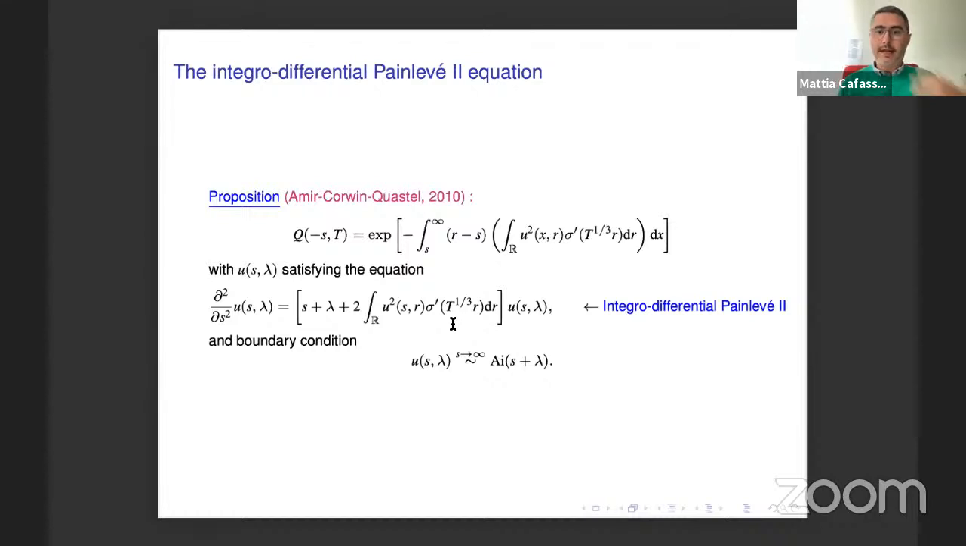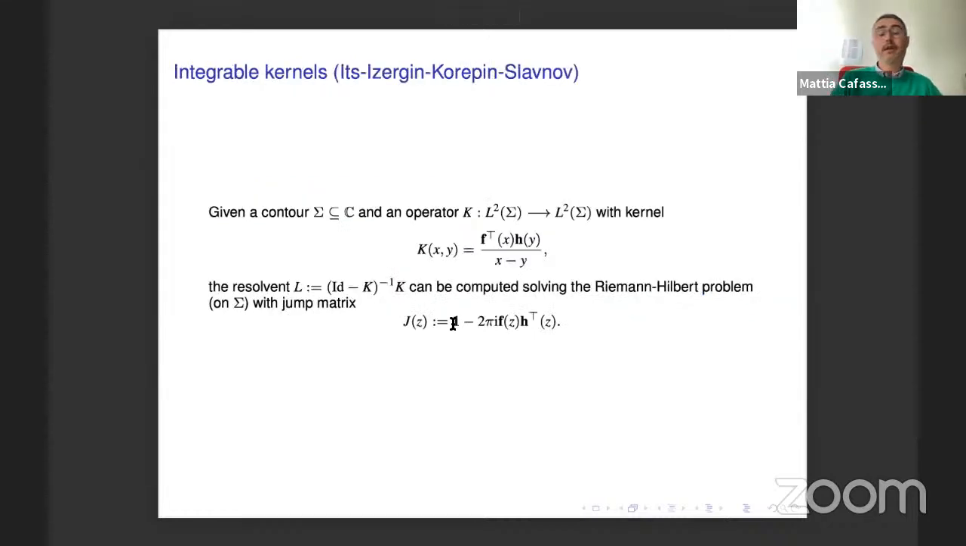So we have this nice connection between a certain Fredholm determinant and Painlevé transcendents, and it is natural to ask how you can explain this connection. There is a classical theory that you can use to explain it, which is the theory of integrable kernels, due to Its, Izergin, Korepin, and Slavnov.